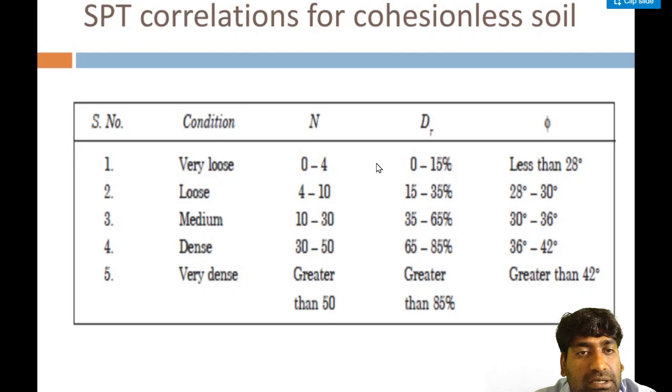Serial number is given in column 1, and conditions: very loose, loose, medium, dense, very dense. These are all given. For N values between 0 to 4, relative density lies between 0 to 15%, and phi is less than 28 degrees. For N values 4 to 10, relative density lies between 15 to 35%, and angle of shearing resistance lies between 28 and 30 degrees. For N values between 10 to 30, relative density is between 35 to 65%, and angle of shearing resistance lies between 30 and 36 degrees. For N value 30 to 50, relative density is 65 to 85%. So you can go through this chart.